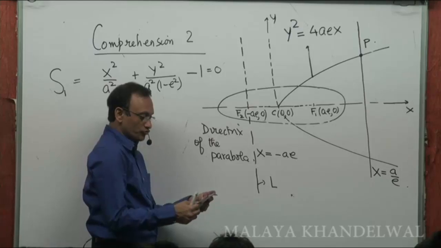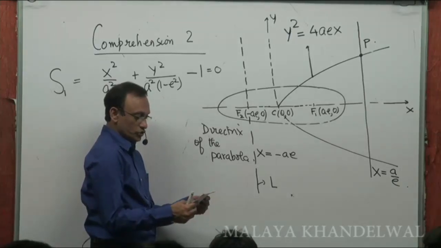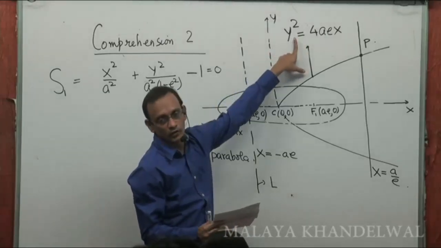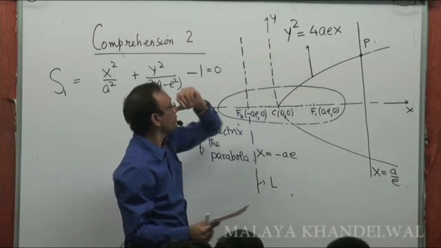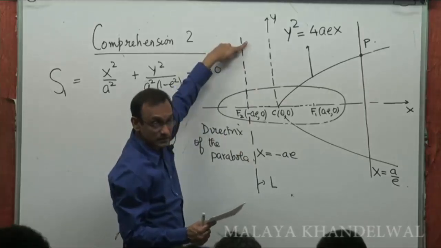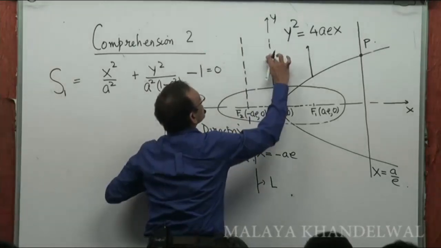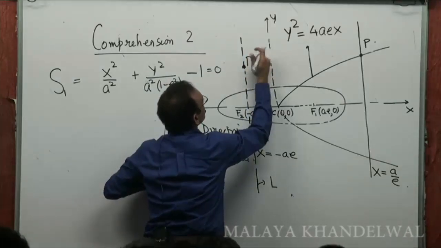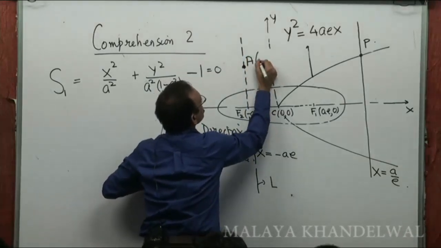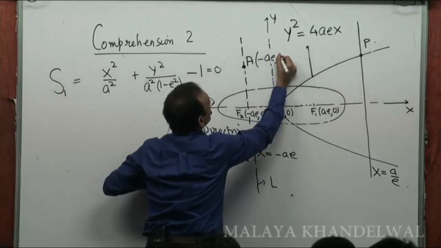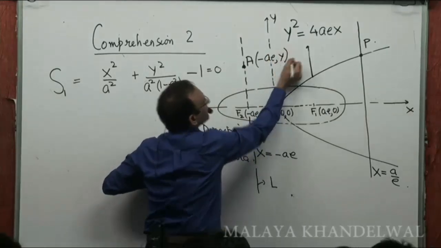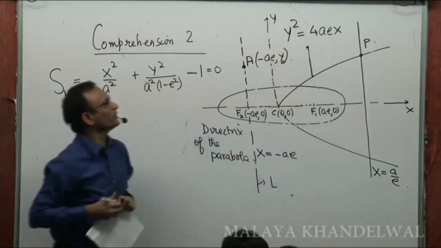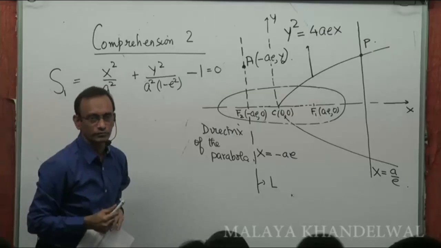Now, pairs of tangents are drawn from any point on L equal to 0 to S1 equal to 0 and S2 equal to 0. S2 equal to 0 is the parabola, right? Pairs of tangents are drawn from the directrix, right? I select a point P on the directrix, call it minus ae, comma, y naught.